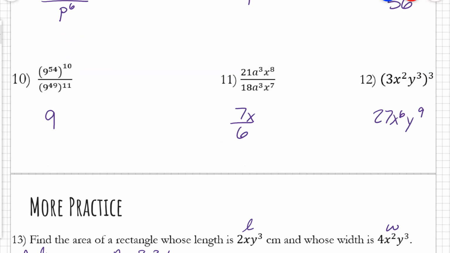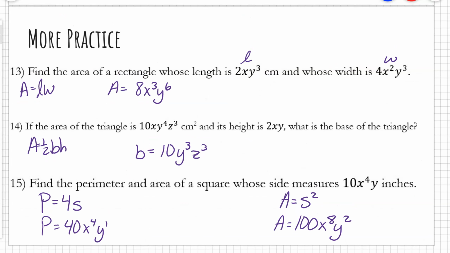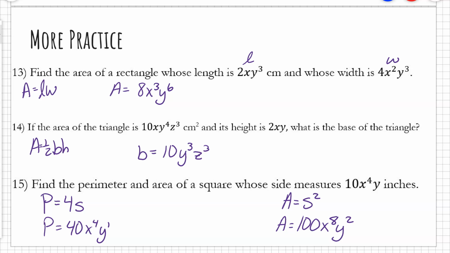Okay, here's our last slide. Now this one was a little bit harder because they were word problems. 14 in particular, you did have to set it up as far as this is your area. Let me do it in another color. So the area is 10x, y to the 4th, z to the 3rd, and then we knew that the height was 2x, y in the base of the triangle. So you needed the formula, and your area would have been 10x, y to the 4th, z to the 3rd equals 1/2 base, which we don't know, times our height, which is 2x squared.